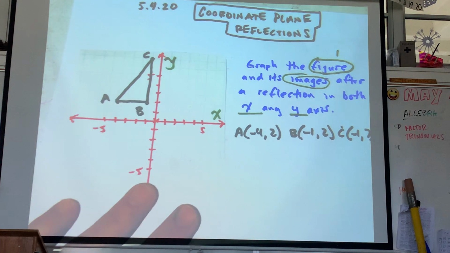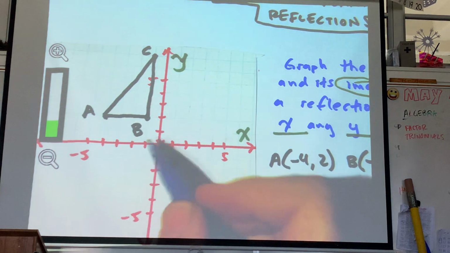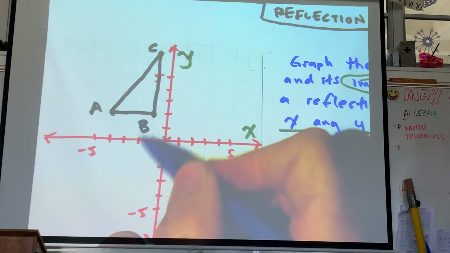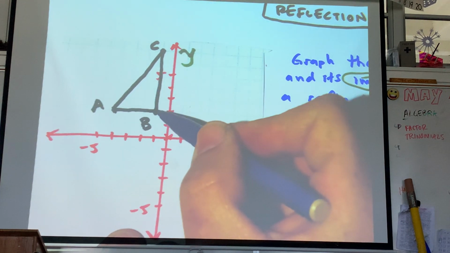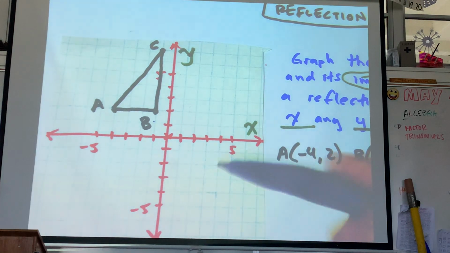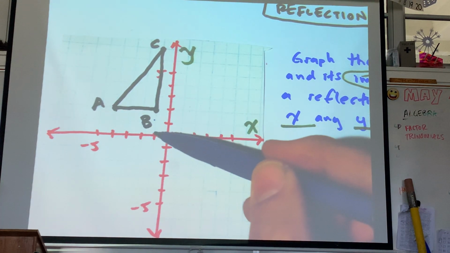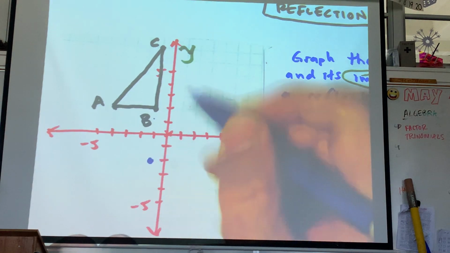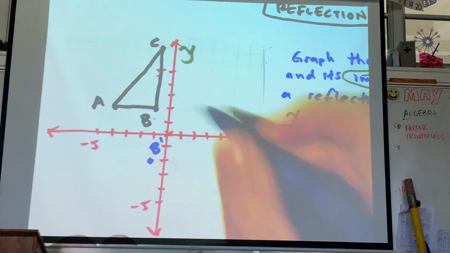Number 1, I'm going to start with B. I'm going to reflect it over the x-axis right here, okay? It takes me 2 jumps to get to the x-axis and then 2 more. So 1, 2 in and 1, 2 out. There is B prime, okay?